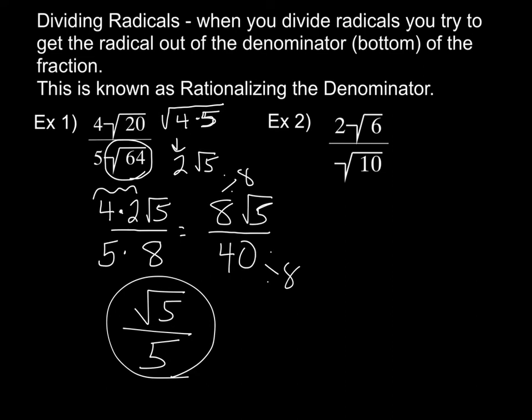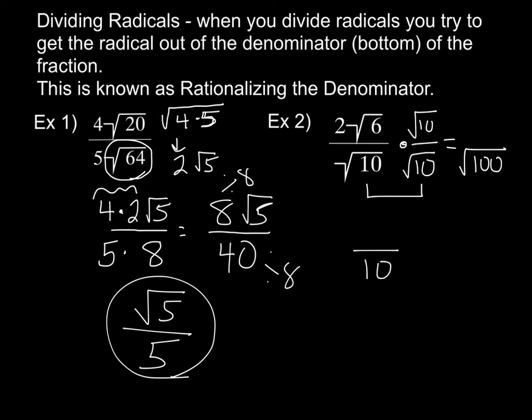In the second example, I have 2 radical 6 over radical 10, and what I do notice is that I can do one of two things. I can either go ahead and try and get the radical out of the bottom by multiplying by something that would be a perfect square. In that case, it would be radical 10, because I know that radical 10 times radical 10 is radical 100, and the square root of 100 is 10.